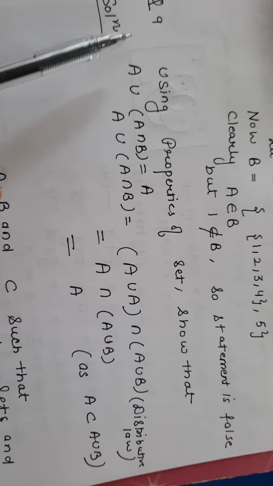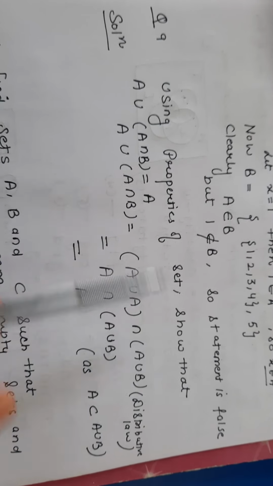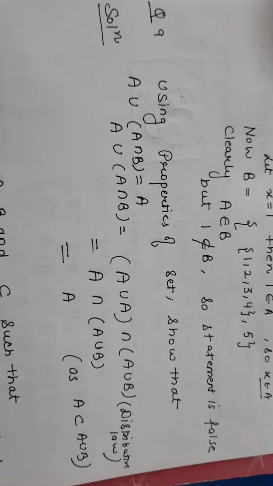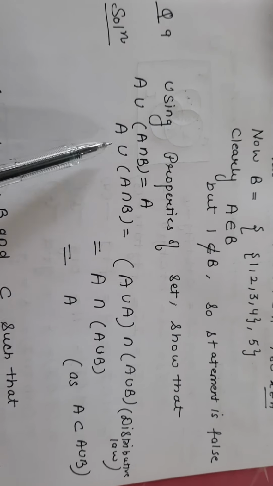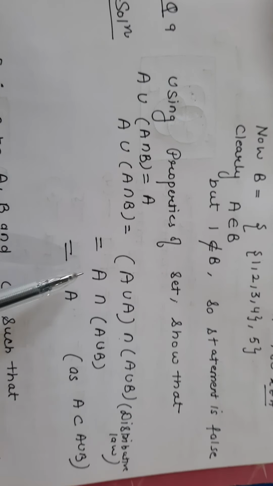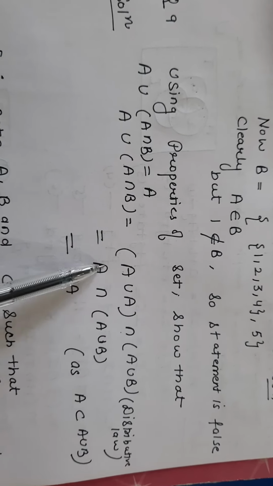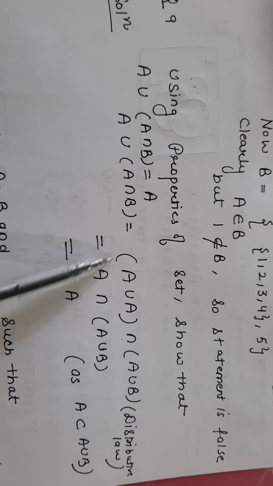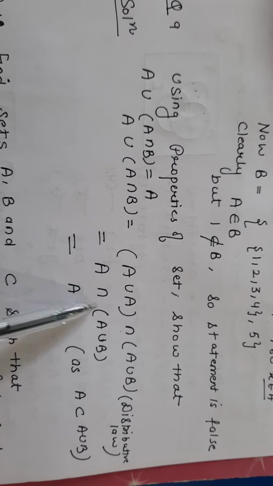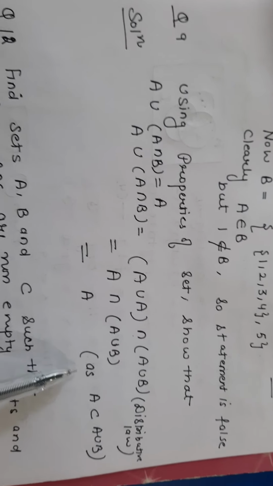Next question number 9. Using properties of set, show that this is true. Now here you use the distributive law. So this is A union A, now intersection, A union B. A union A is always equal to A. Now you know that A is always a subset of A union B. So further their intersection will be equal to set A.